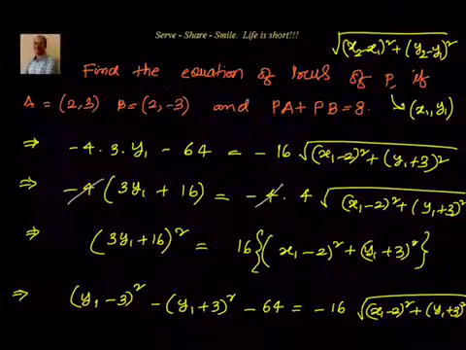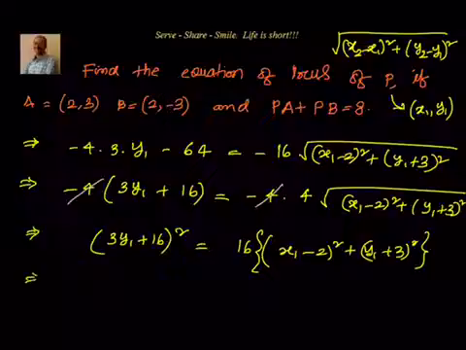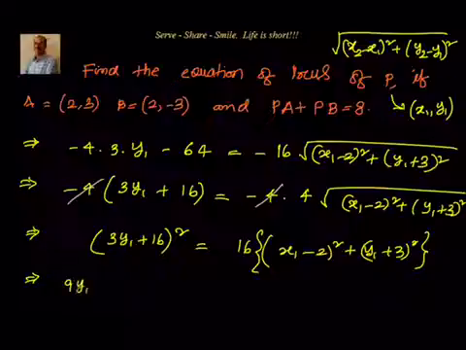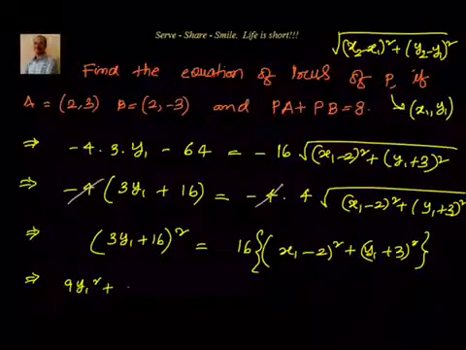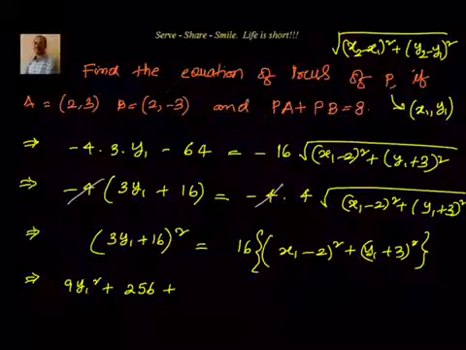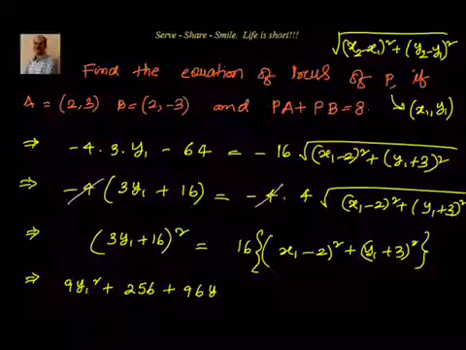Let's go to the next step. Next step will be a plus b whole square. This is in the form of a plus b whole square on left hand side. We will square it up. A plus b whole square formula we will apply, not squaring. We will have 9y1 square plus b square is 256 plus 2ab, that is 16 into 3 into 2, 96y1 is equal to, let's open this up.